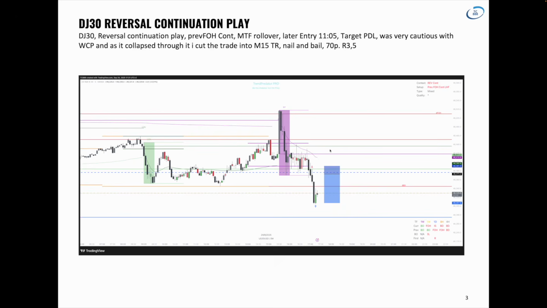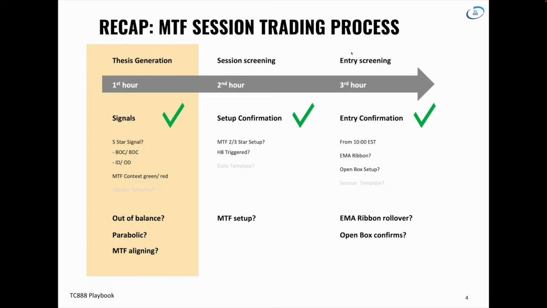Multi-time frame rollover. Late entry because it broke down of my open box. That's the open box strategy, pretty late. Target previous day low. I cut the trade at this closing price as it fell through. It was a nail and bail, 70 pip, R3.5. Everything you need for a day.